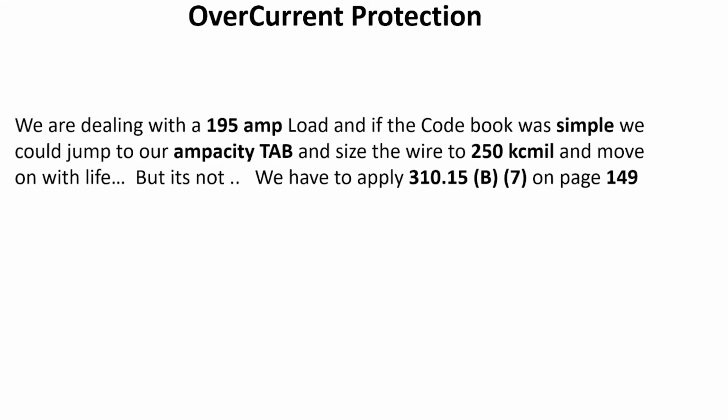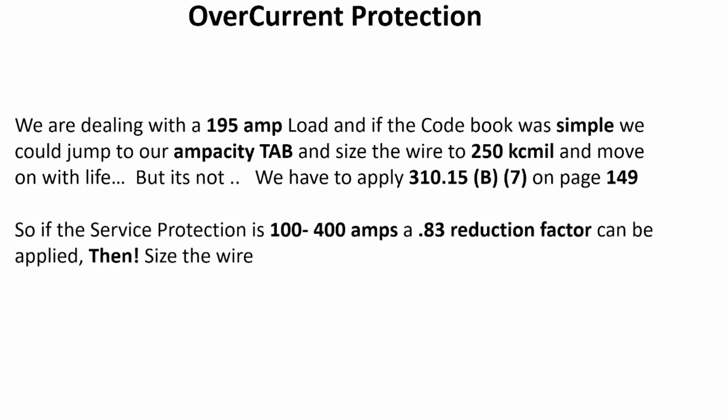Okay, so now let's size our wire. We're dealing with a 195 amp load, and if the code book were simple, we could jump to our ampacity tab and size the wire to 250 kcmil and move on with life. But it's not, so we have to apply 310.15(B)(7) on page 149. So if the service protection is 1 to 400 amps, a 0.83 reduction factor can be applied, then size the wire.